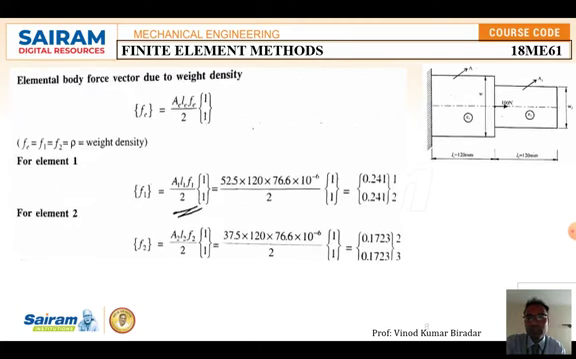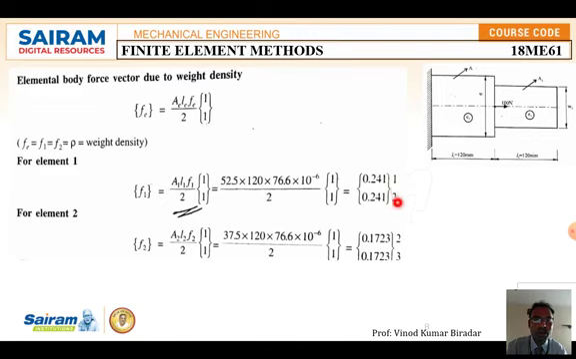Okay, so what is the next? The elemental body force vector. How do we get the elemental body force vector due to weight density? In the given question, the weight density is given for both F1 and F2. We have the formula F is equal to A L f_e by 2 times [1, 1]. For element 1, substitute all the values: the area A1 is given, the length value is substituted, and the f value, which is nothing but the density here, is substituted, divided by 2 times [1, 1]. So you are going to get F1 is equal to 0.24, 0.24.